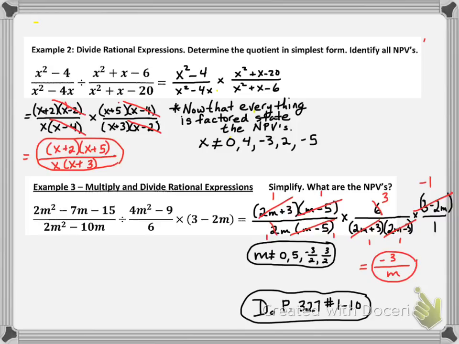Your assignment is page 327, 1 to 10. Please do that for homework for tomorrow.